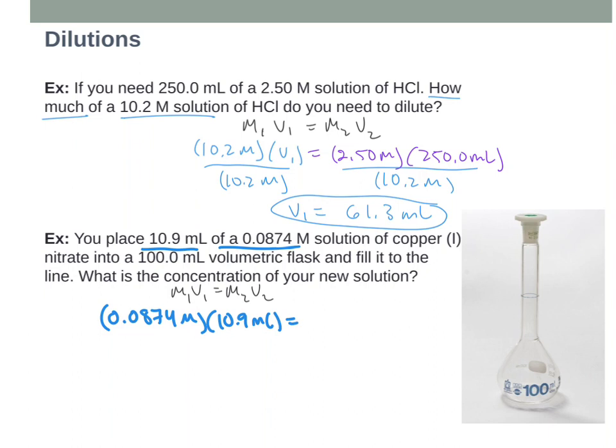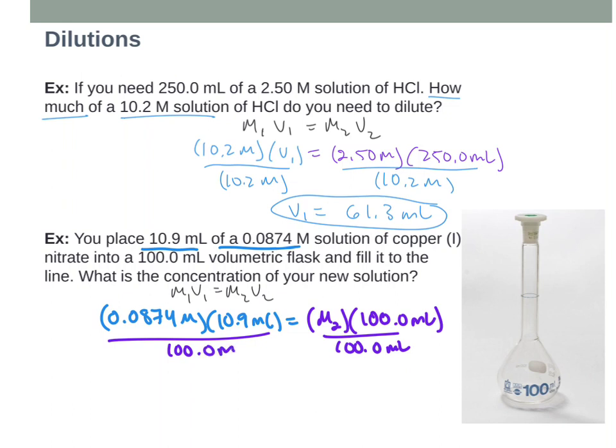And I'm going to dilute it down to 100 milliliters, but I don't know what the molarity of that is going to be. So I'm looking for my M2. The volume that it's going to become when it's diluted is going to be 100, right? So I'm going from the little volume to the big volume, and I just solve for M2. So in this case, again, I'm dividing by 100 milliliters, so that things cancel out, milliliters cancel, I'm left with molar.